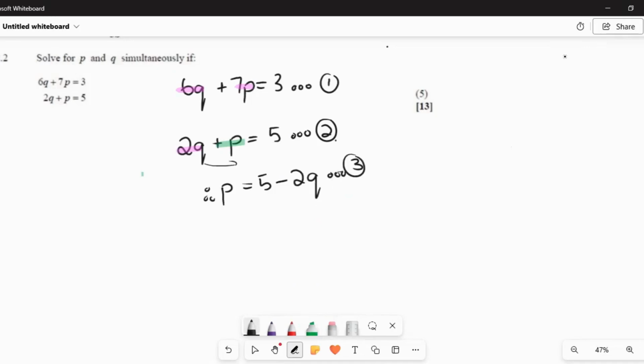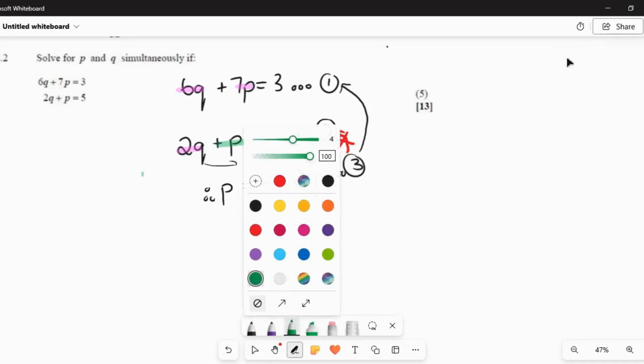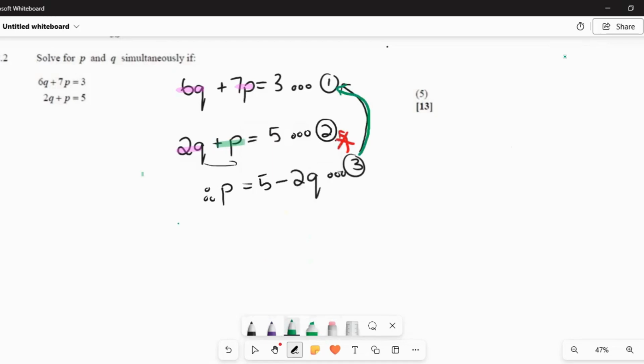Once we did that, then we take the first equation. We only use it on the first equation because it was derived from equation 2. We cannot use it on equation 2. It's a red flag. We don't go there. We're going to the other side because that is the only one that we haven't touched. So now, wherever we see p, we are going to replace it by 5 minus 2q.